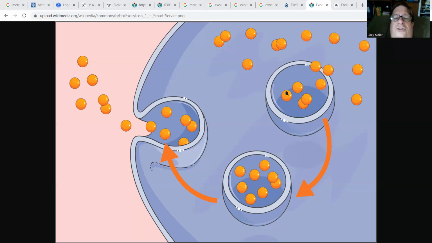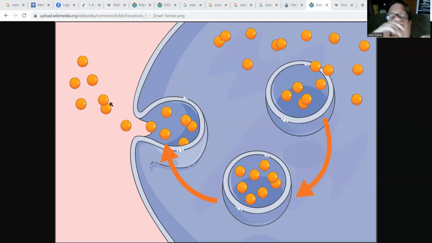And this picture over here, this is exocytosis, where you see we have a chemical, maybe a neurotransmitter that we've made. We collect it into a vesicle. We send that vesicle up to the plasma membrane. And when it touches the plasma membrane, it breaks open and spills, and all of the contents are released to the outside of the cell.